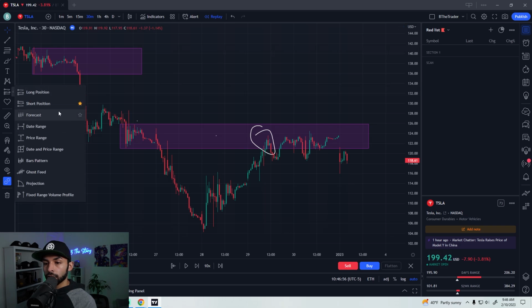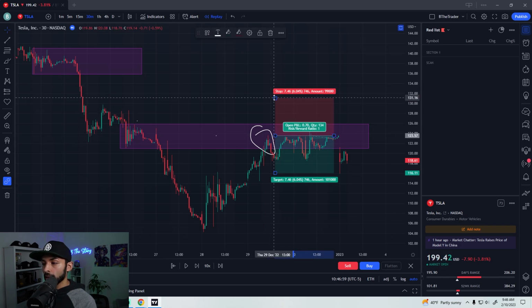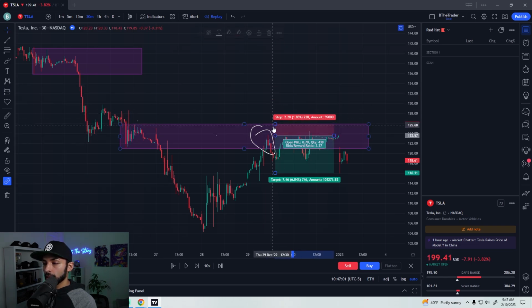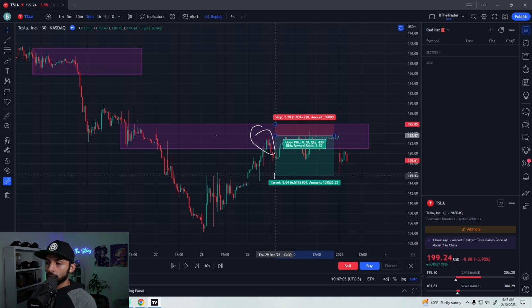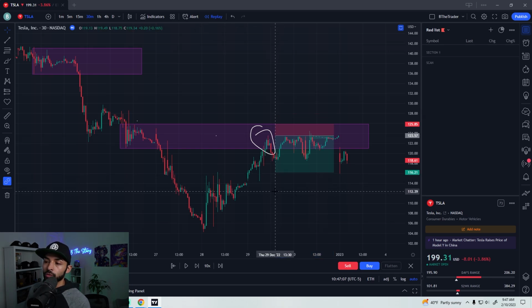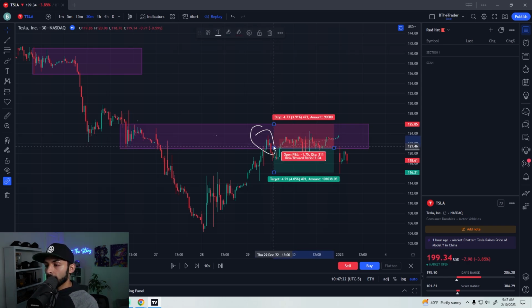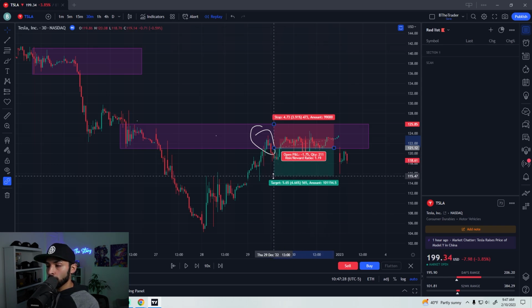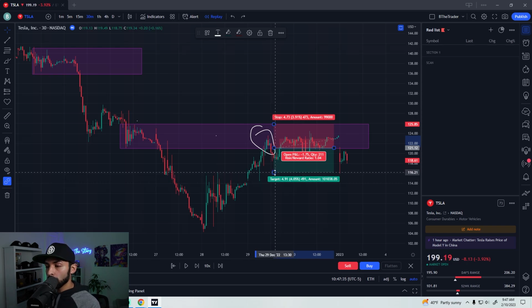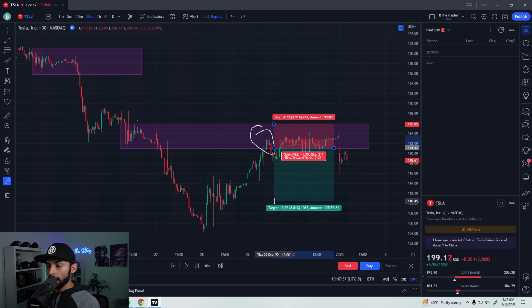So we'll go ahead and show you an example. If you took a short right here and you're risking that area and you want to make at least a risk reward of 3-to-1, then all you need is right in this area. However, let's just say you weren't patient and you entered right when it got into this zone. Well, now you're only at a 1-to-1, so you at least want 2-to-1 and maybe even 3-to-1.